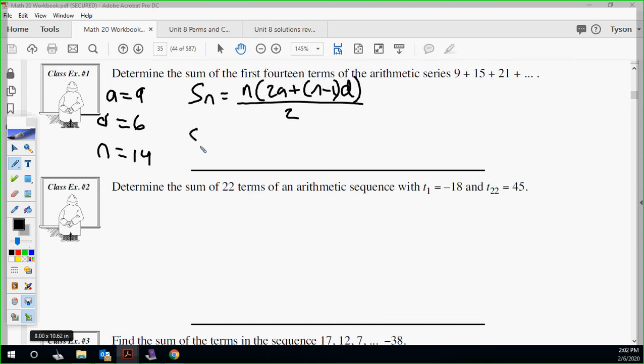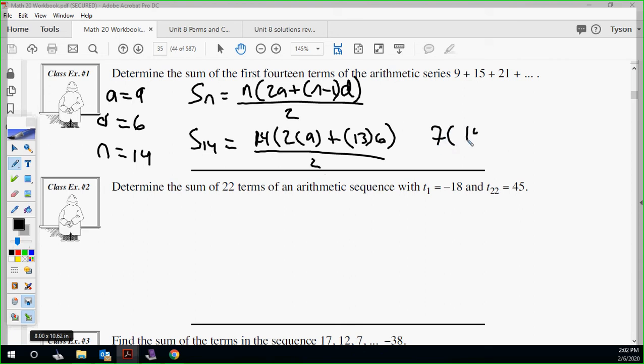So we're doing S of 14 is 14 times 2 times 9 plus 14 minus 1, I'll just write 13, with a common difference of 6, all over 2. Now you can just calculate that if you'd like, or you can simplify it, whatever you're more comfortable with. Like 14 over 2 is just 7, so I can write 7 times 18 plus 6 times 13, 60, 78. And when you calculate that, you're going to get 672. So 672 is equivalent to S14, or the series of the 14 terms.